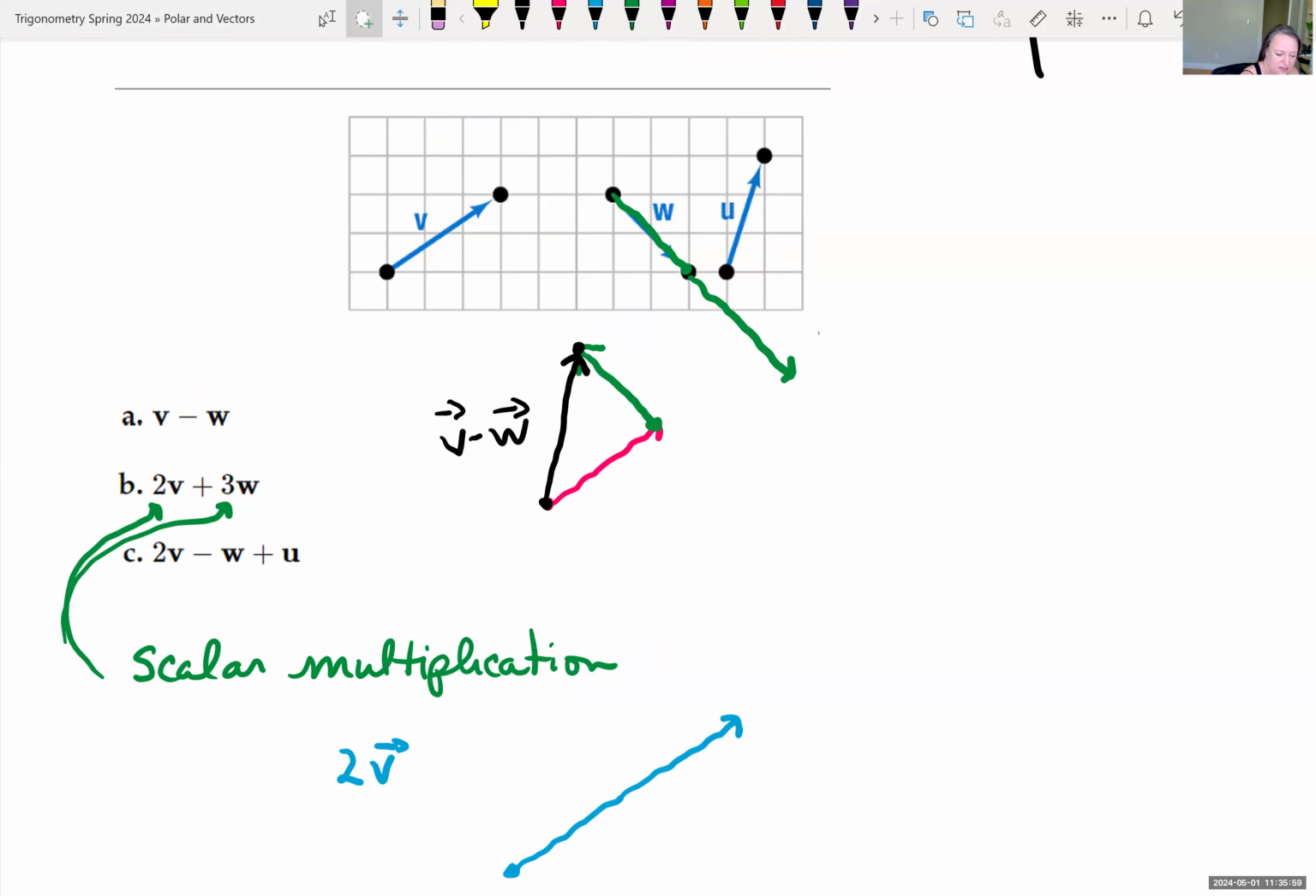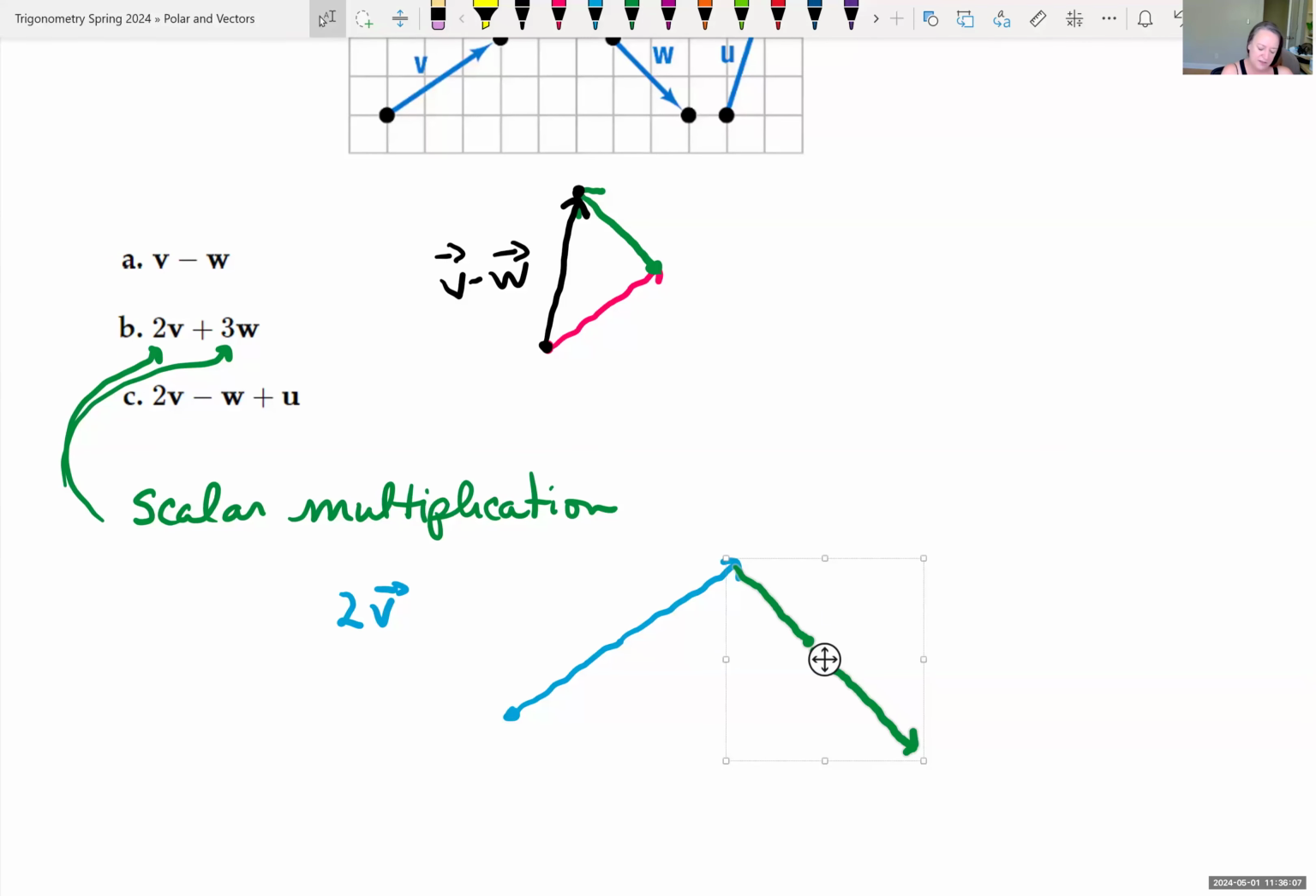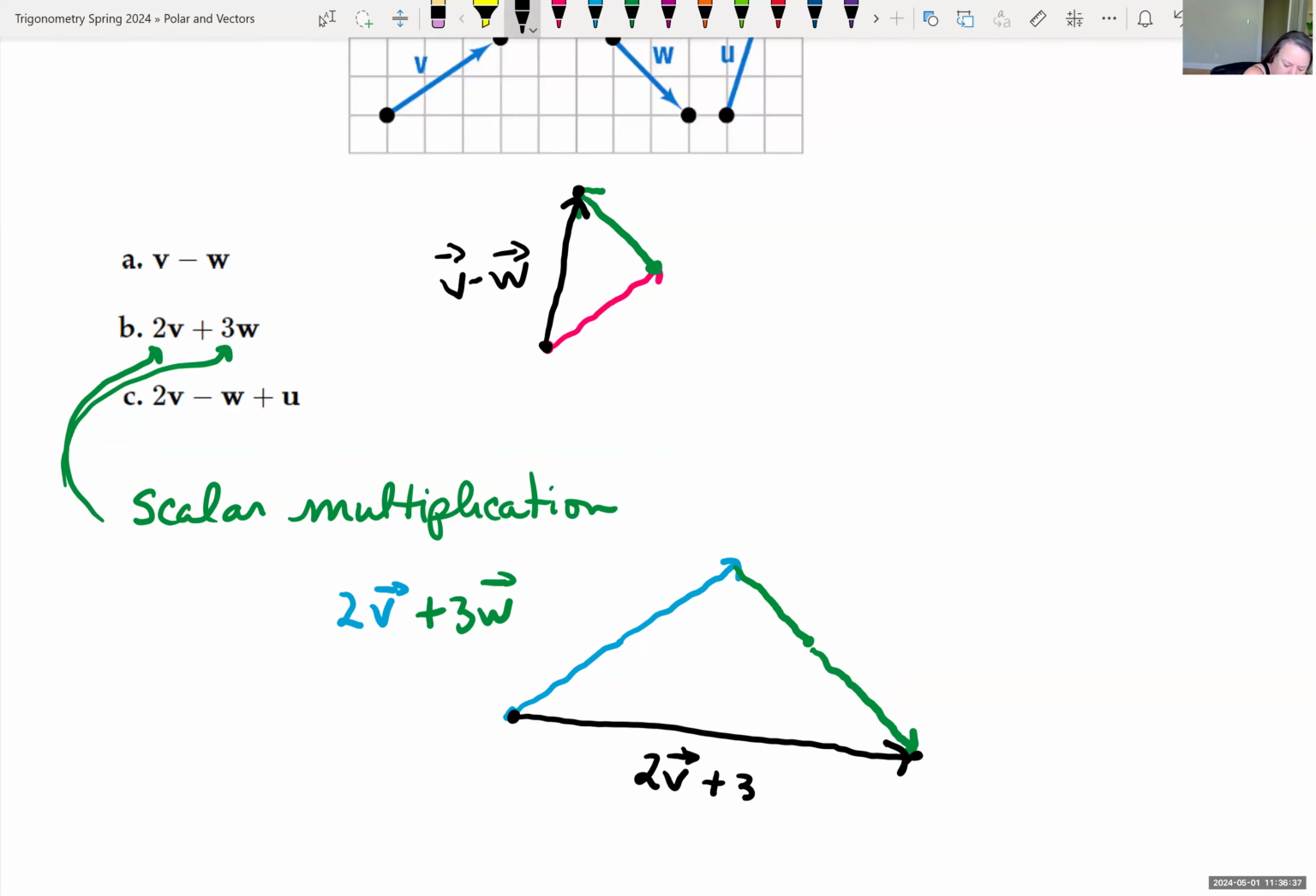So I'm going to take my 3w. I'm going to take the tail and put it on the end of my vector 2v, on the initial point of 3w on that. And then our resultant is going to be the vector that joins it. So this would be our vector 2v plus 3w.